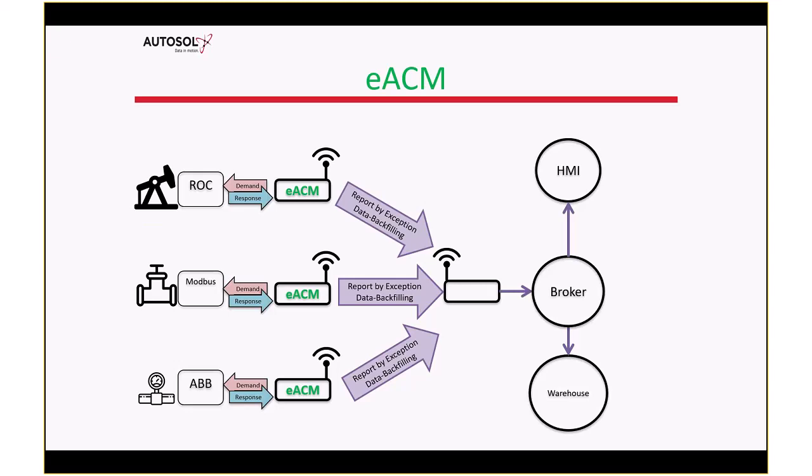So once you put a tag list of desired I/O inside of eACM, it does the traditional demand response with the end device. Then it only sends up the values that have changed via the report by exception capabilities of the MQTT protocol. This data is then sent to a central broker where other applications can subscribe to the data. So that way each application gets the exact data that it needs.